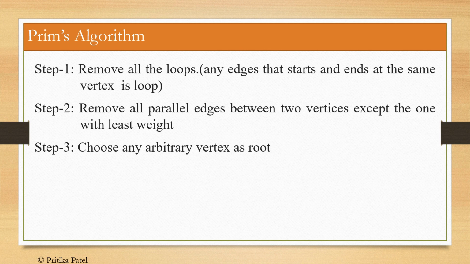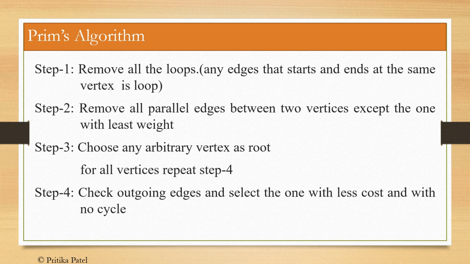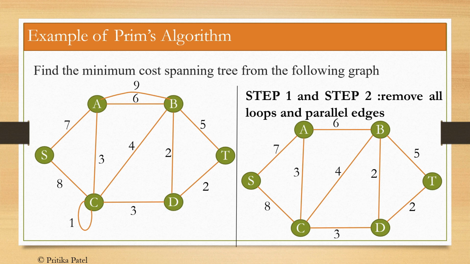Step number 3, choose any arbitrary vertex as a root. For all vertices, repeat step number 4. Step number 4 is to check outgoing edges and select the one with less cost and with no cycle. Here is an example of Prim's algorithm. Find the minimum cost spanning tree from the following graph.